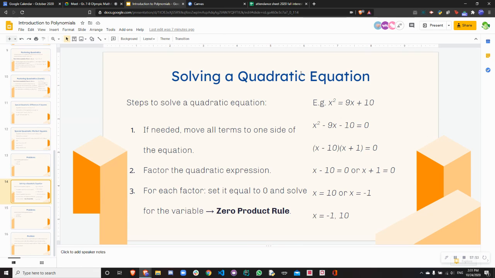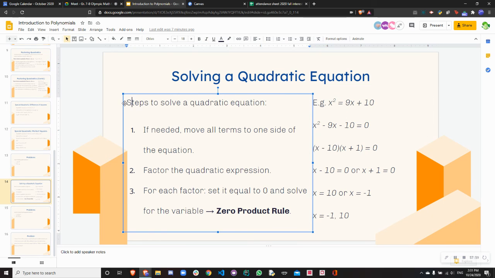But let's look at how to solve a quadratic equation. This time we have an equal sign. To solve a quadratic equation, first, if needed, you have to move all of the terms to one side of the equation, so all the variables and constants to one side. This is different from in the past where we had constants and variables separated, but when we solve a quadratic equation, we have to move all of them to one side.